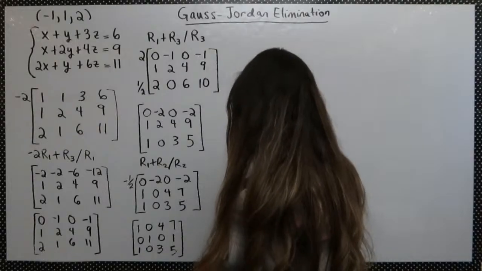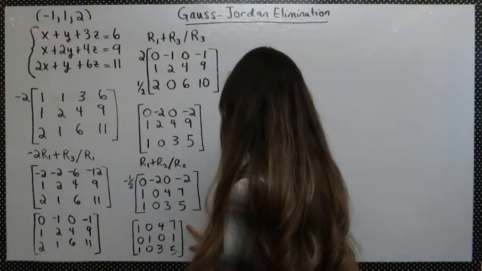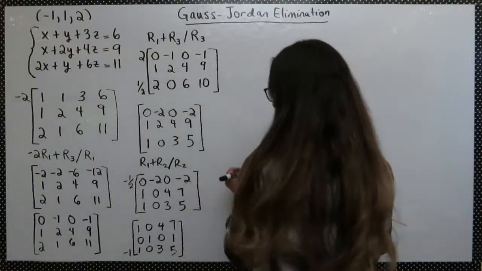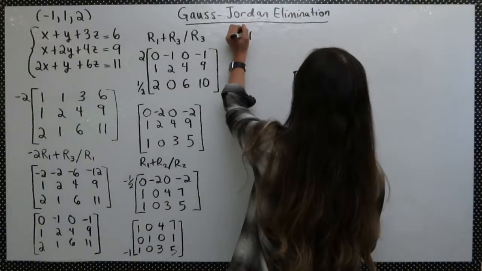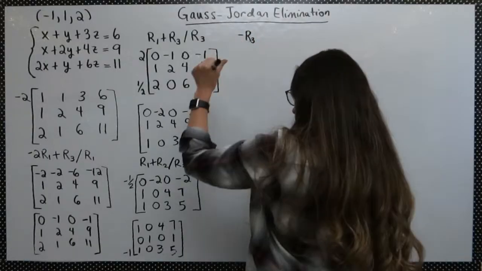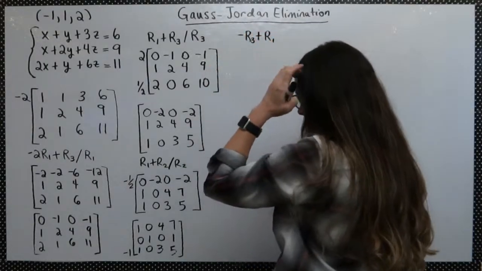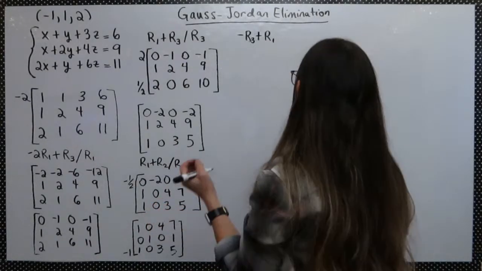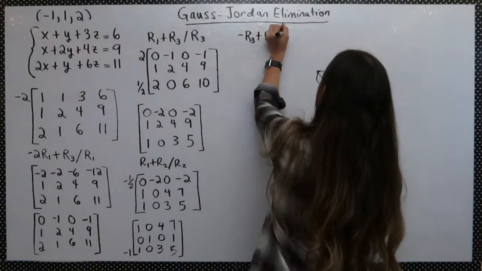I'm going to have to add row 1 and row 2. So we need to make one of these negative. We'll make row 3 -1 now. So we're going to say -1 row 3 plus row 1. And we'll replace row 3.